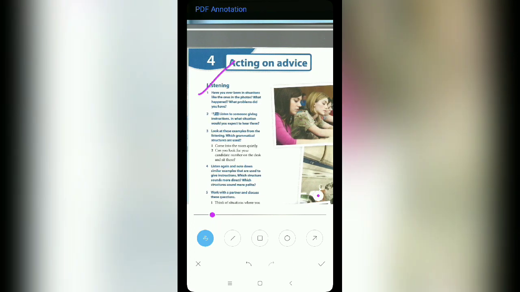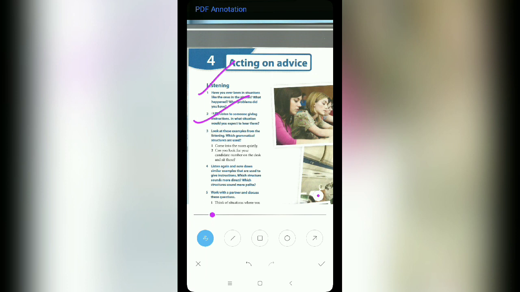The second one: you heard a listening part wherein someone was looking like a teacher, I think, not looking like, I think he was a teacher only, and he was handing out the papers. So we'll just listen to someone giving instructions. In what situation would you expect to hear them? Okay, so this also you will do on your own. In what situation would you expect to hear them?